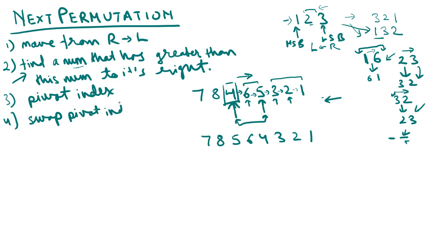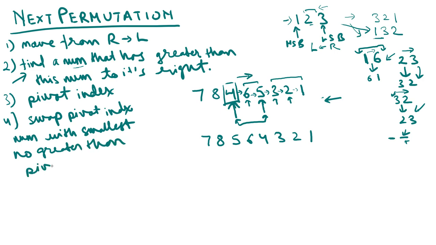Swap pivot index number with smallest number greater than the pivot number, and this step is already done here.